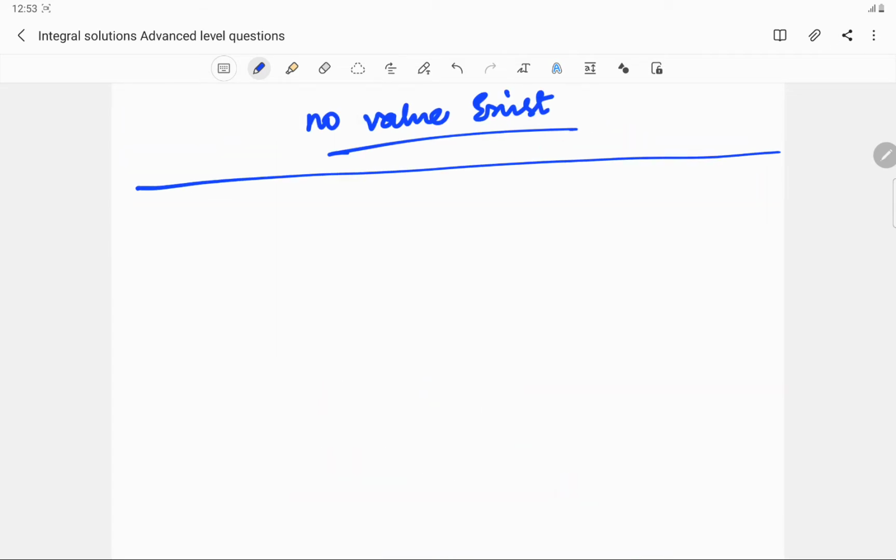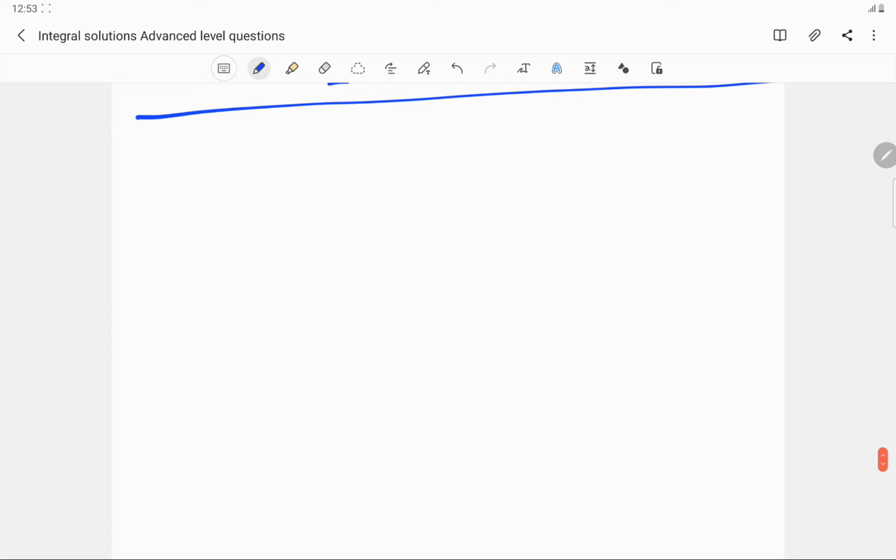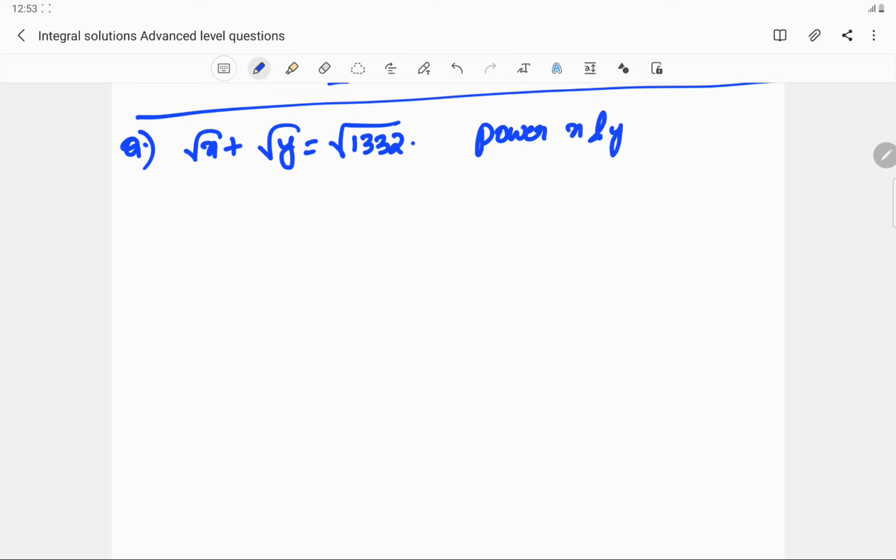Now let us solve another type of question. In this type of question, the equation is of the form square root of x plus square root of y is equal to square root of 1332. So this means the powers of x and y are half. In the earlier equation the powers of x and y were 1. So now let us solve this equation.